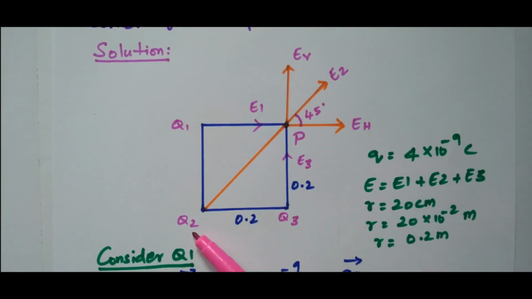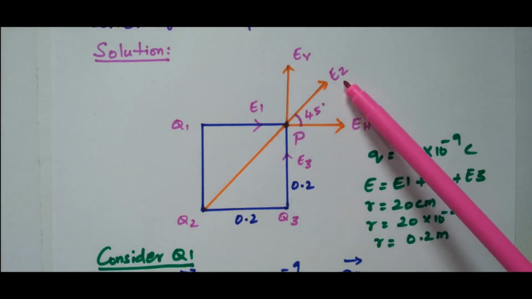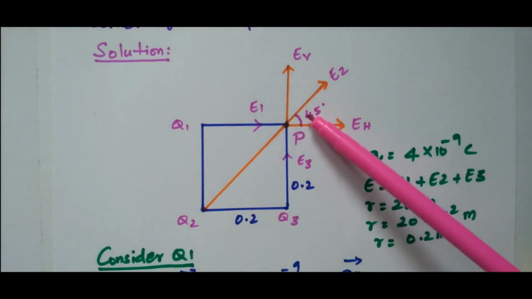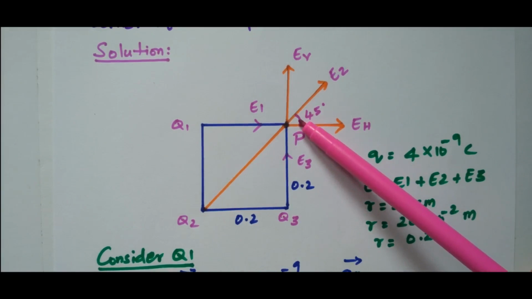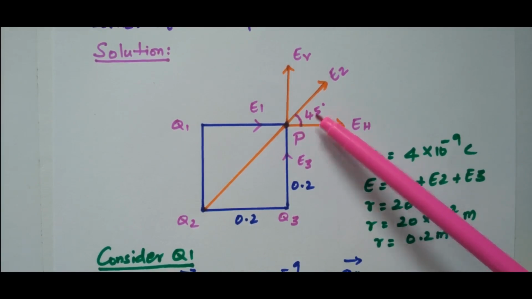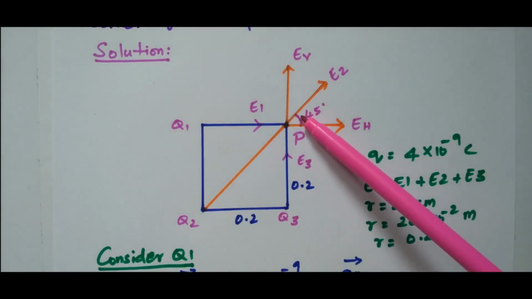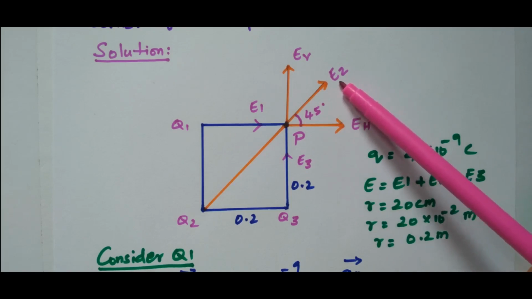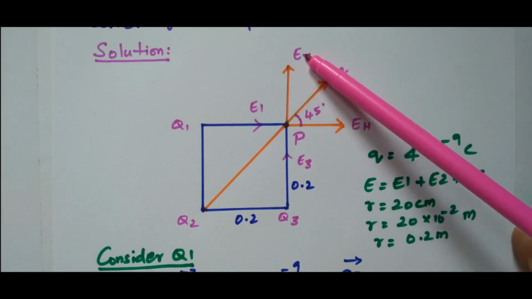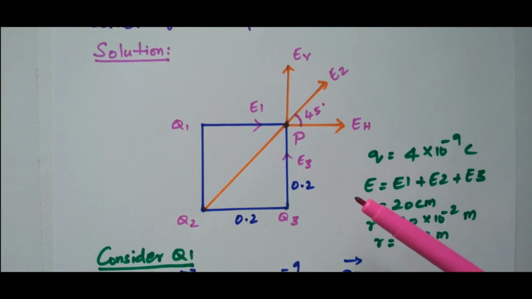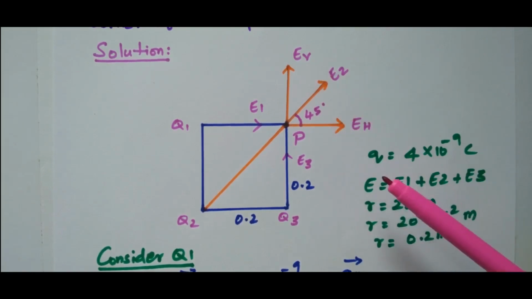But consider Q2, at this corner, the electric field intensity is E2 at this point P, but it is located at an angle of 45 degree. Q1 and Q2 are not placed in the same line, so there is no purely horizontal or vertical component. This point and this point are placed at an angle of 45 degree. So this E2 is split into two components, vertical component and horizontal component, EV and EH.